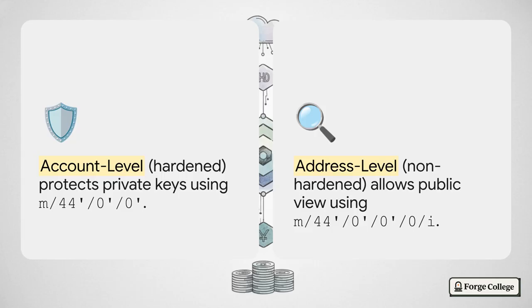Then we have the address level, which is non-hardened. Notice there are no apostrophes there. That allows for public enumeration from the XPub. So we harden the main account for maximum security, but we intentionally leave the address paths non-hardened so we can safely generate our list of public accounts. It is literally the best of both worlds.